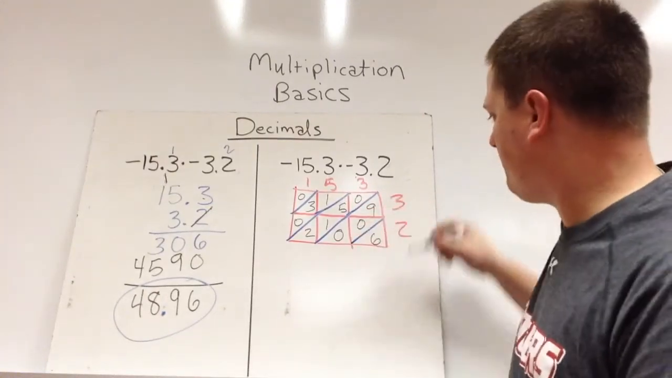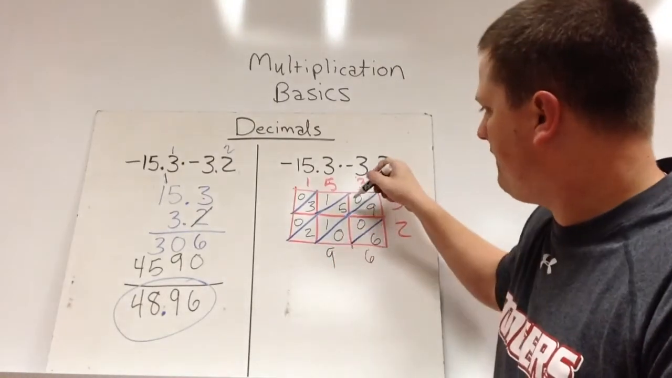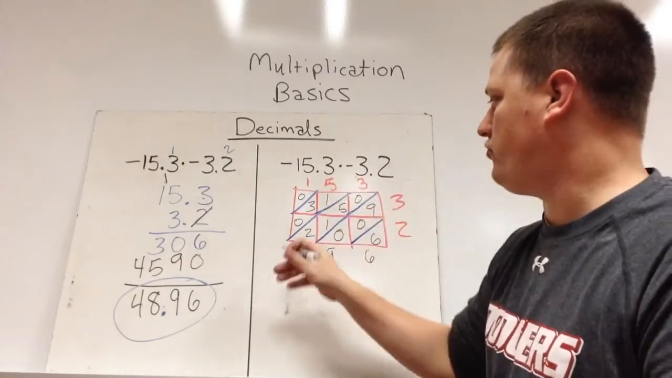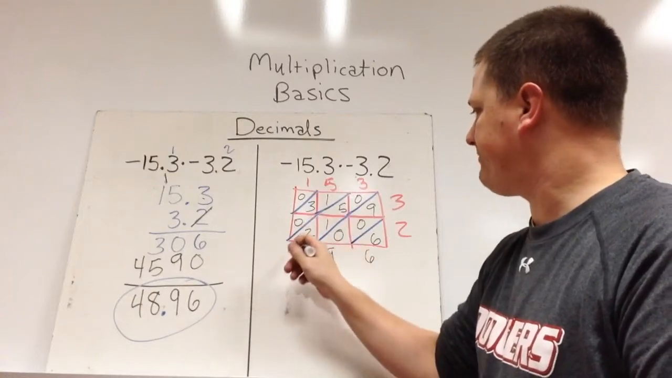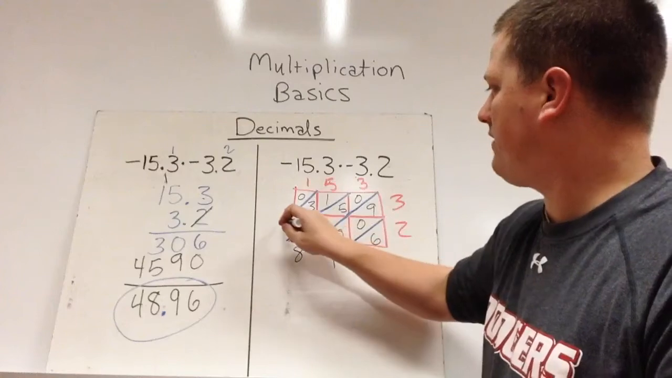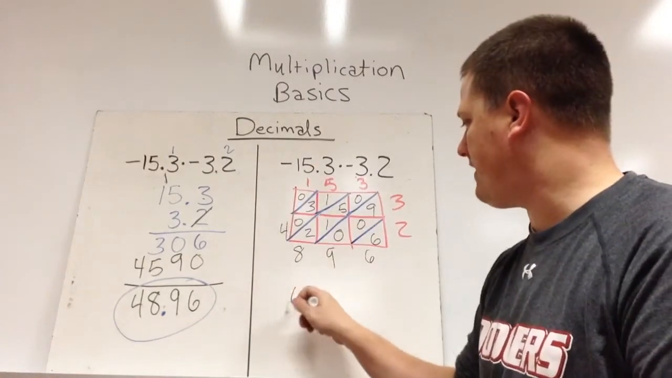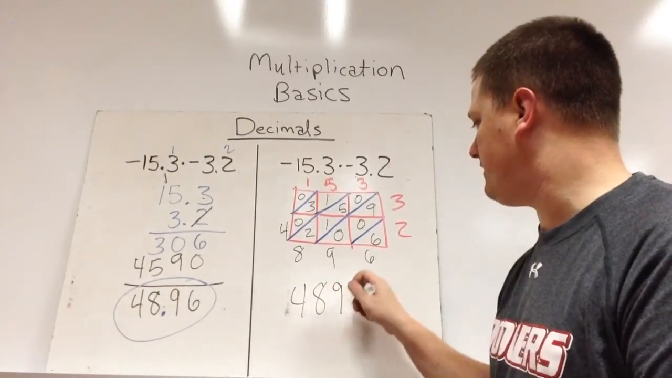Now we just add down. So here's 6. 9, 0, 0 make 9. 5 and 1 make 6, plus 2 is 8. 1 and 3 make 4. And 0 is just 0, so we don't really need it. So here we have 4, 8, 9, 6.